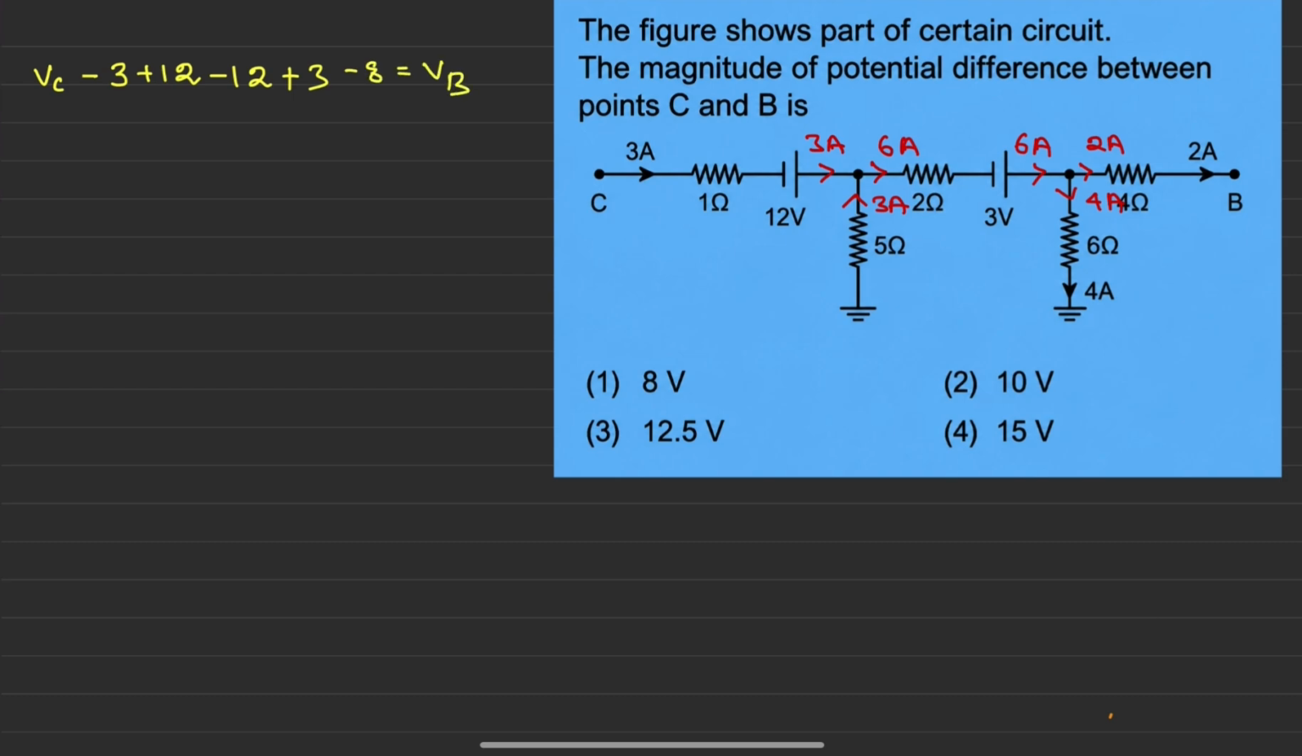So let us simplify it. Plus 12 and minus 12 will get cancelled out. Minus 3 and plus 3 will also get cancelled out. So you can say VC minus VB value will become equal to what here? 8 volt. So according to this particular method, correct answer is 8 volt. That is our option number 1.